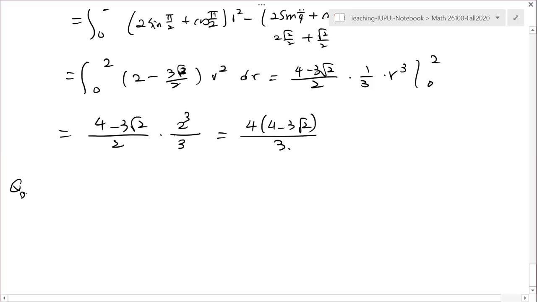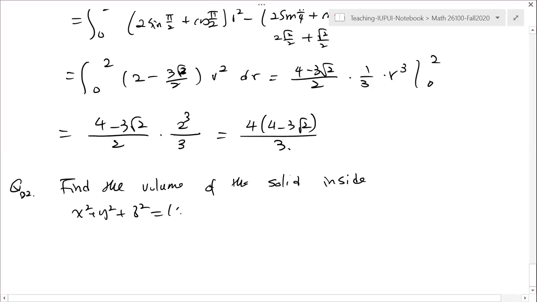That's problem number 22. Find the volume of the solid inside the sphere and outside the cylinder x squared plus y squared equals 4.